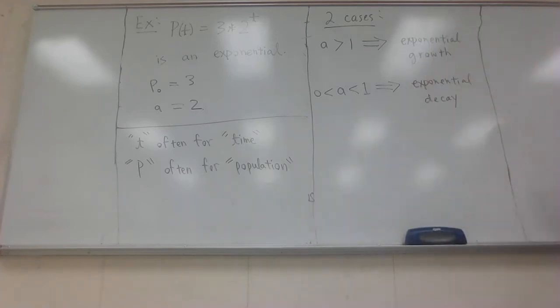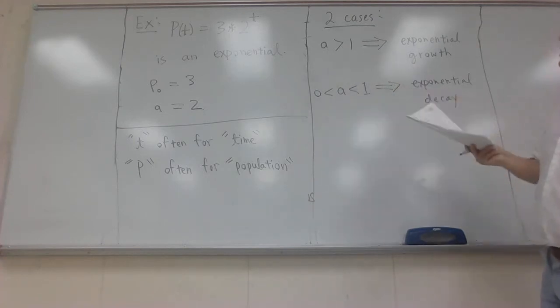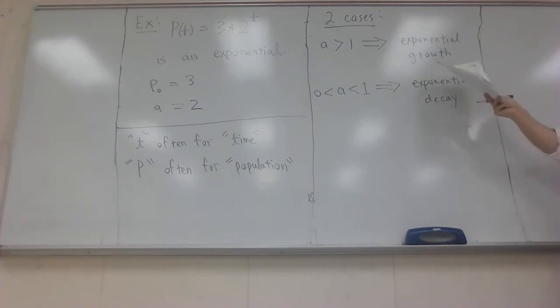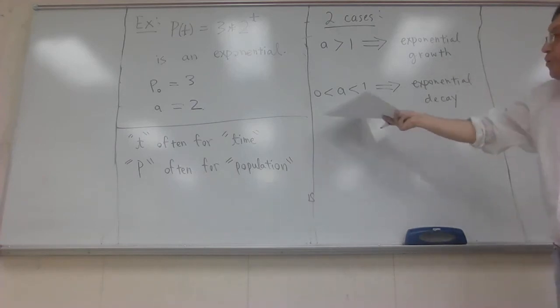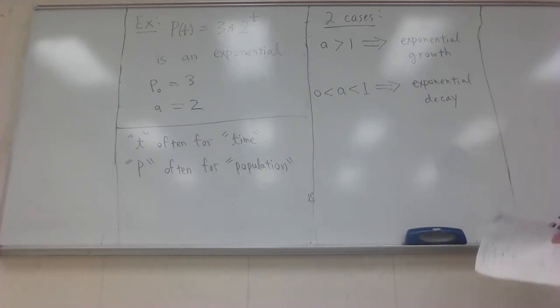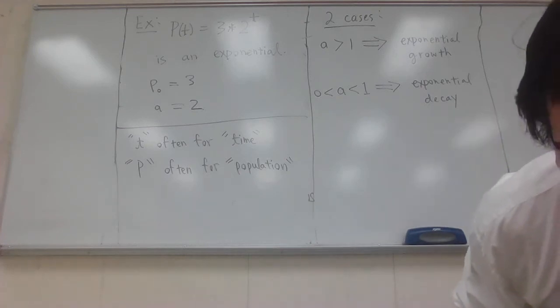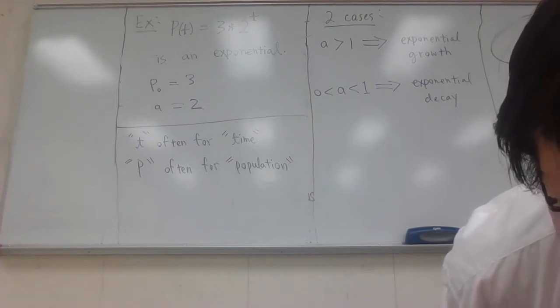For exponential functions there are two cases. The first case is where the base A is strictly bigger than 1, and that's exponential growth. The second case is where A is strictly less than 1. Of course, A is always strictly positive; that's an initial requirement. And that's the case of exponential decay. Let me check to see if all the writing is clear. Okay, it looks like all the writing is clear.